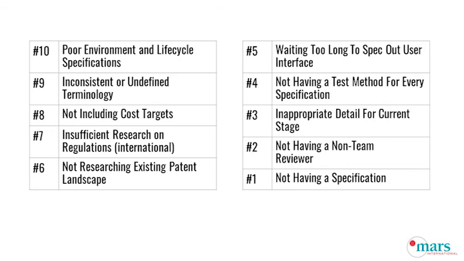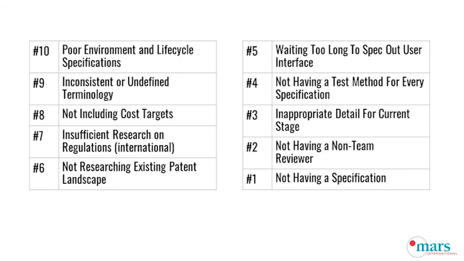Number 6, not researching the existing patent landscape. Patent litigation can be a real problem in certain industries and certain types of products. So it's worth investing time and even money to bring on a patent attorney to do some searches in the space that you're interested in and make sure that if it's an area that you're not familiar with, that you learn about any patents that may be out there waiting to trip you up.